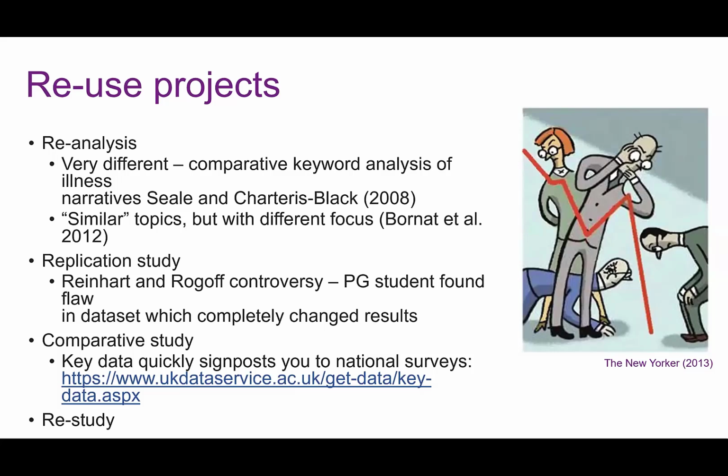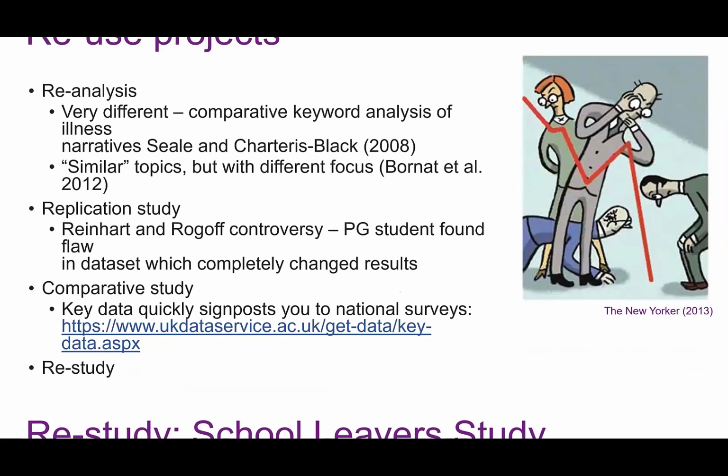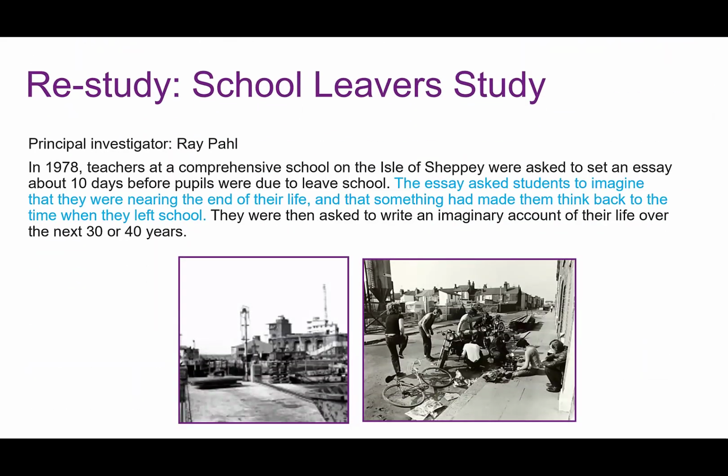The final type of reuse is going to be exemplified in a case study that I'll go through with you. And this is a re-study. This is where you replicate the methods of a study for purposes of comparison. So it does a bit of secondary analysis, but it also allows scope to collect a little bit of your own data. The example of this kind of reuse project is from the collection School Leavers Study.